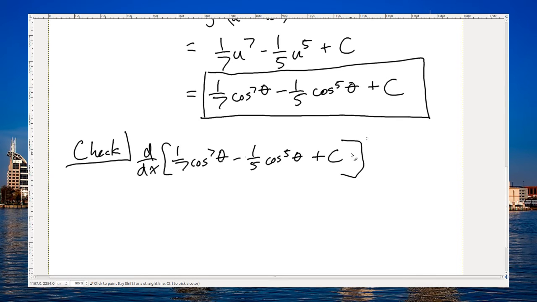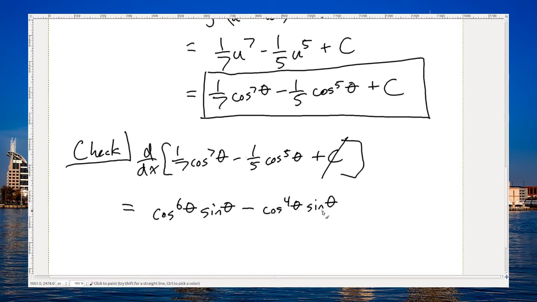Okay, well, first of all, constant goes away when you take the derivative. Everything else, we take the 7 down, it cancels with the 1/7, leaving me with cosine to the 6th of theta. But don't forget we have a sine to pop out because of the chain rule. Minus 1/5 cancels with the 5, leaving me cosine to the 4th. But a sine pops out because of the chain rule.